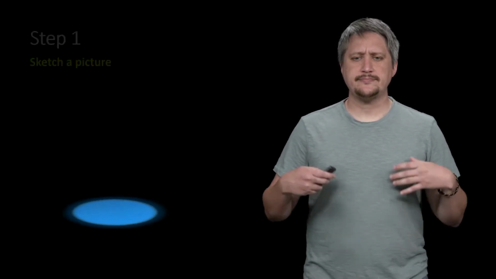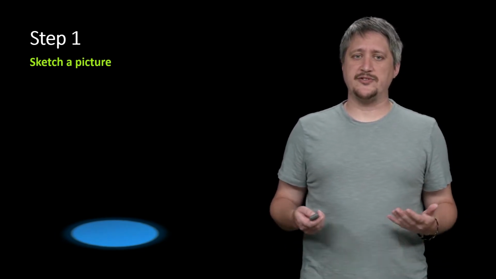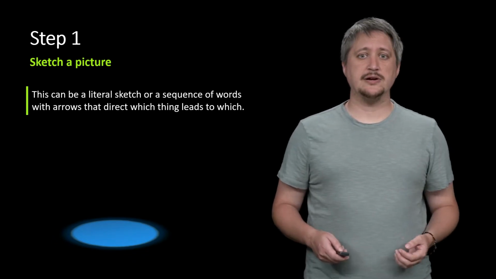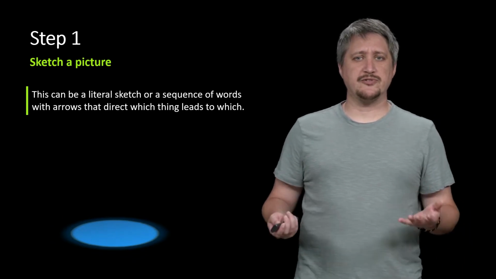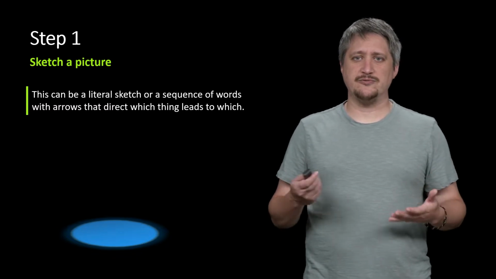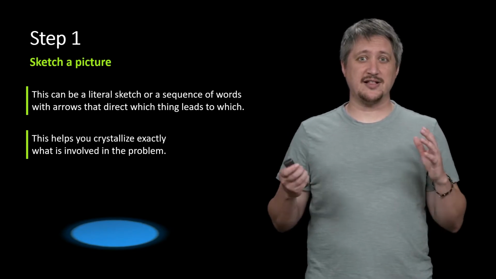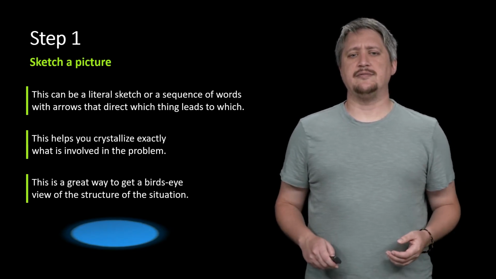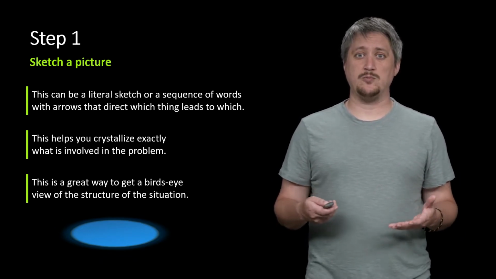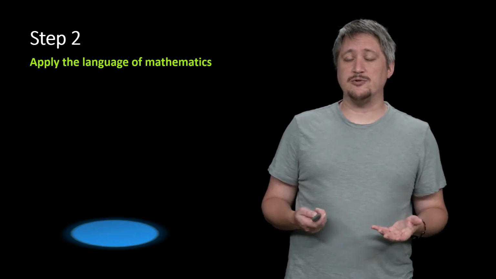Okay. So step one, as is pretty much always the case in math problems, we want to sketch a picture. This can be a literal sketch like our circular puddle here, or it can even be a sequence of words with arrows determining what goes to what and how things are related together. But the idea here is this will help you crystallize exactly what's involved in the problem. In particular, this is a great way to get a bird's eye view of the structure of what's happening. This is helpful for the next step, which is applying the language of math.